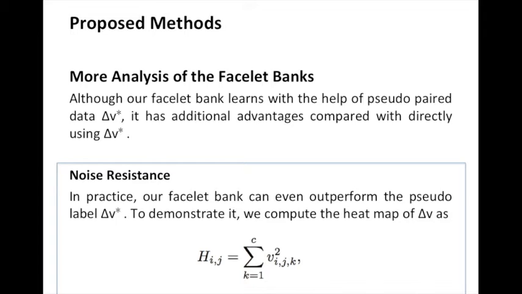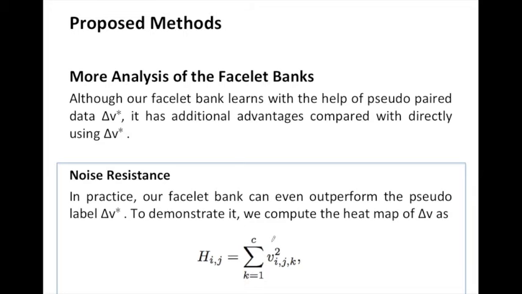Finally we start to make more analysis of the facelet banks. Although our facelet banks learn with the help of pseudo paired data delta V prime, it has an additional advantage compared with directly using delta V prime. In terms of noise resistance, our facelet banks can even outperform the pseudo label of delta V prime.